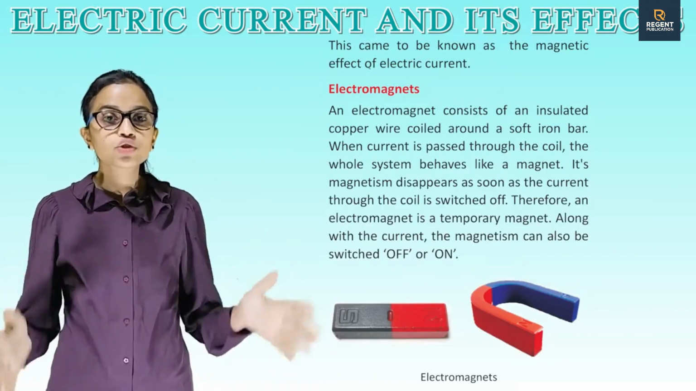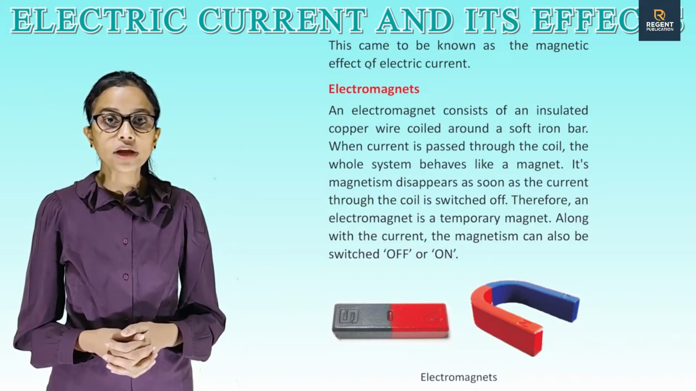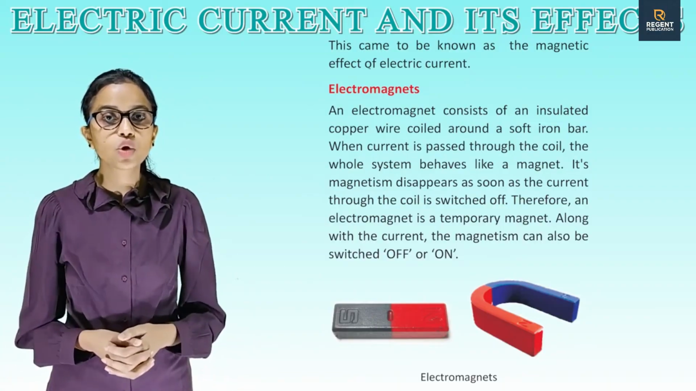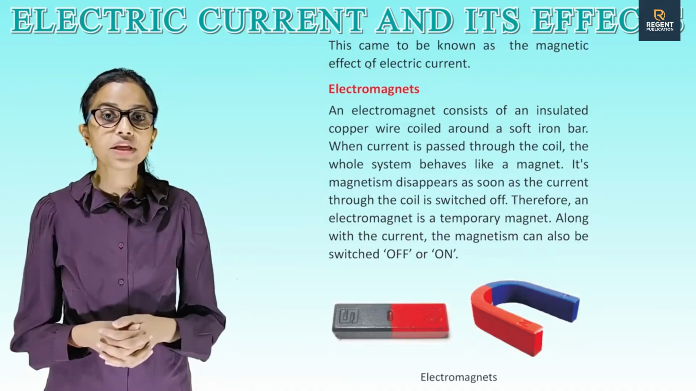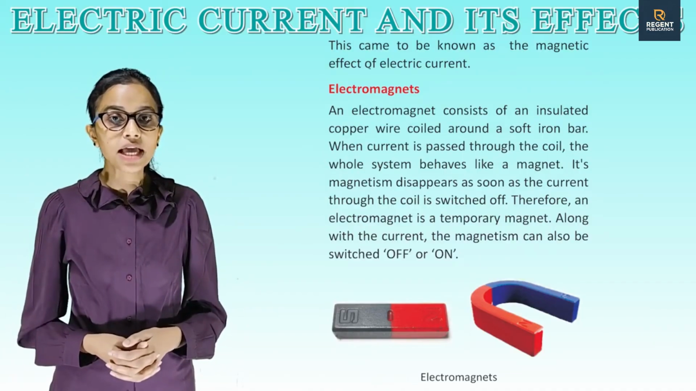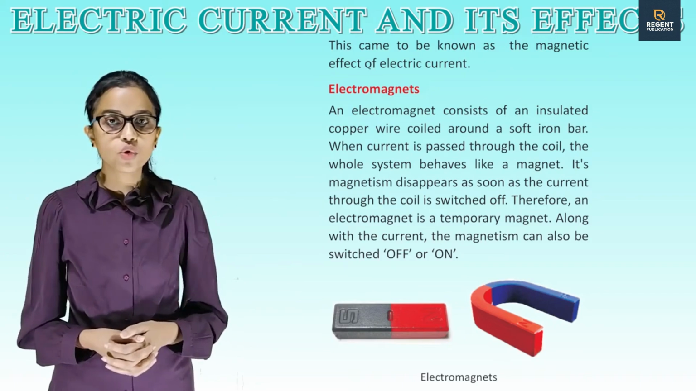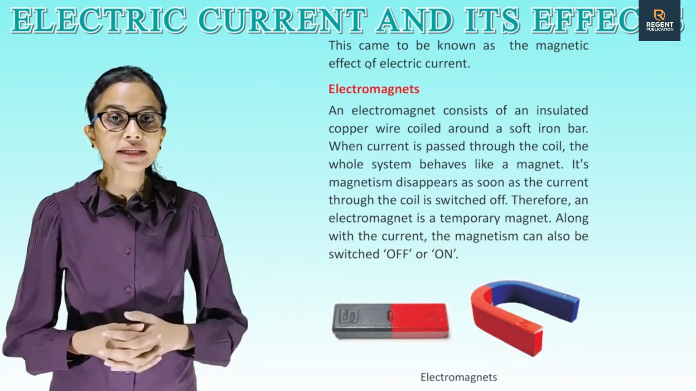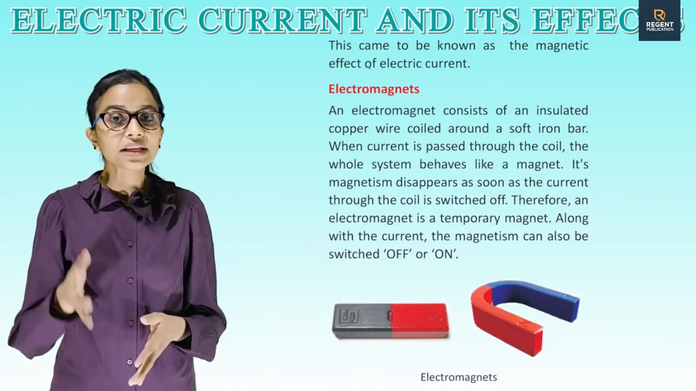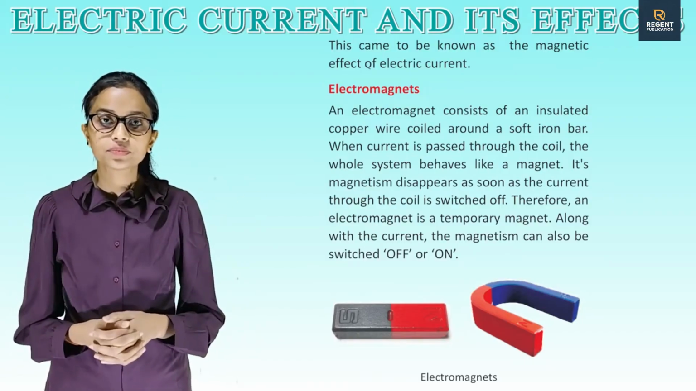Electromagnets. An electromagnet consists of an insulated copper wire coiled around a soft iron bar. When current is passed through this coil, the whole system behaves like a magnet. Its magnetism disappears as soon as the current through the coil is switched off. Therefore, an electromagnet is a temporary magnet along with the current. The magnetism can also be switched off or on.